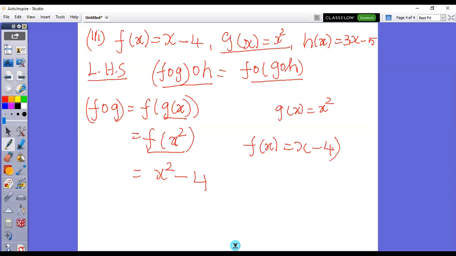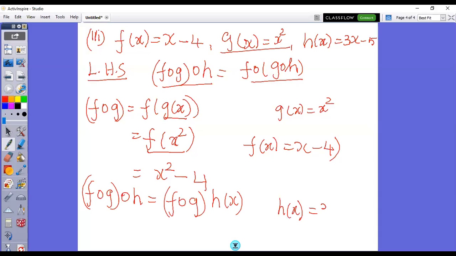The next one, F composite of G composite of H equal to, let us write F composite of G, then H of x. H of x what value? H of x equal to 3x minus 5.